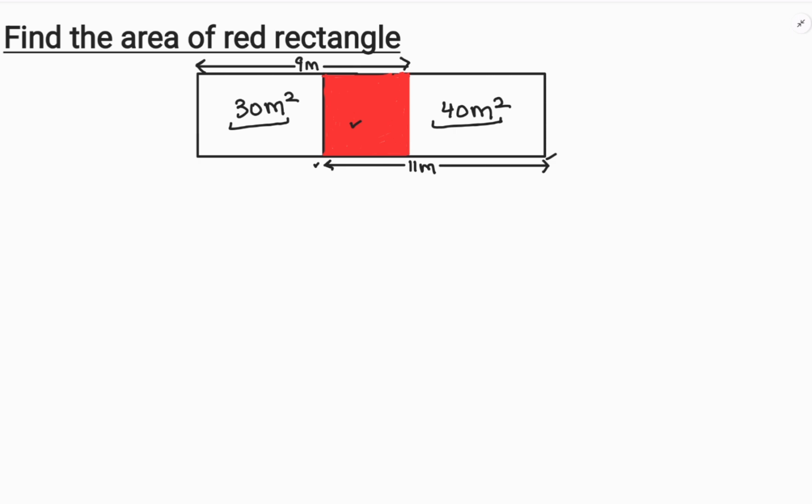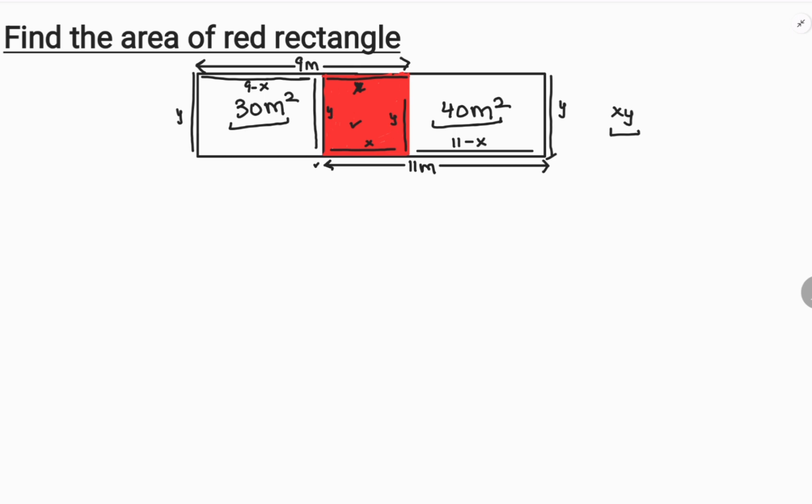Suppose I say that this side is x and I take this side as y. That means I need to find the value of xy because xy will be the area. So if this side is x, what is the length of this side then? This side will be 11 minus x, because these sides are x. If this is y and this is y, that means this is y, and this is also y. And one more thing, this side will be equal to 9 minus x.